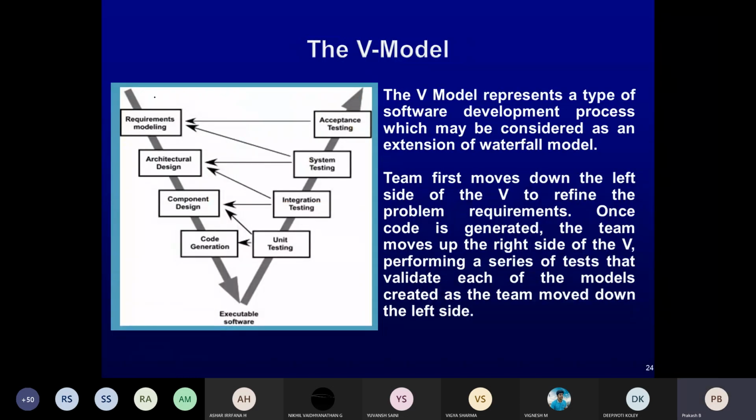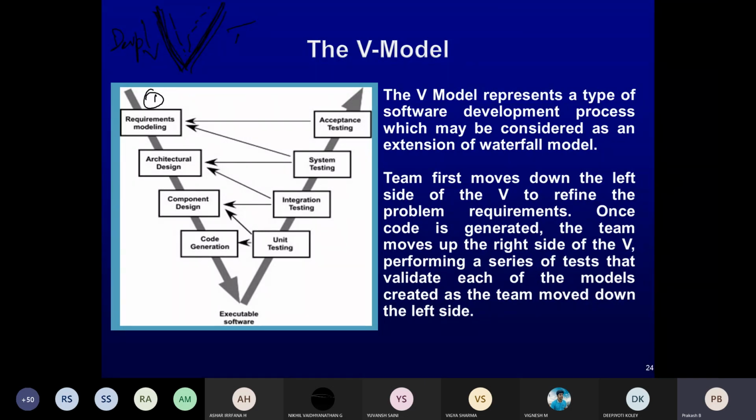When you start your project, the first phase is requirement analysis. We have a V shape. V stands for verification and validation. So the V model: one side you develop, and on the other side, once the development is done, you do the testing and validation.